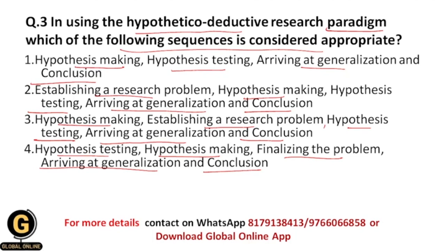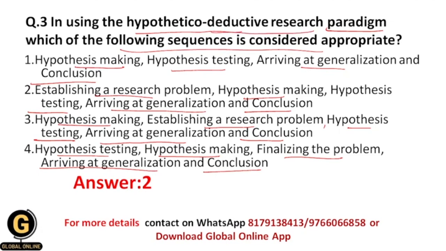Okay, so your correct answer should be 2, because whenever you do any kind of research, your first step should be to establish a research problem. That's why you need to first identify and establish the research problem, then after that formulate a hypothesis, then test the hypothesis, then arrive at generalization, and the last step will be the conclusion.